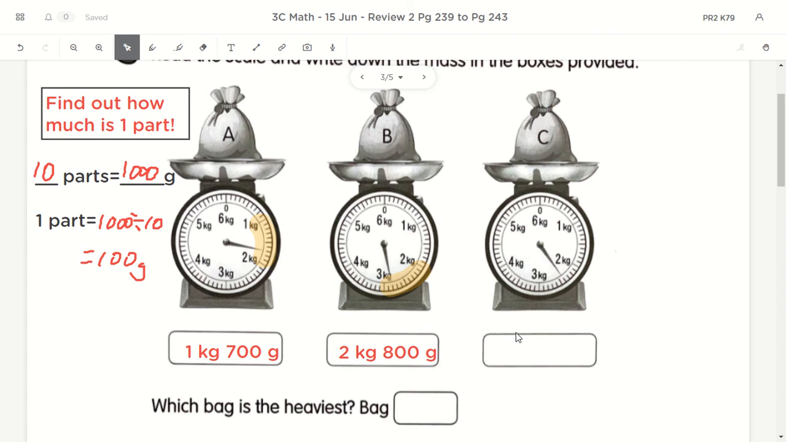Okay, same thing over for the last one, bag C. It is again between 2 kg to 3 kg. So I know it is 2 kg plus. And let's count. This is 2 kg 100 grams, 2 kg 200, 2 kg 300, 2 kg 400 grams.